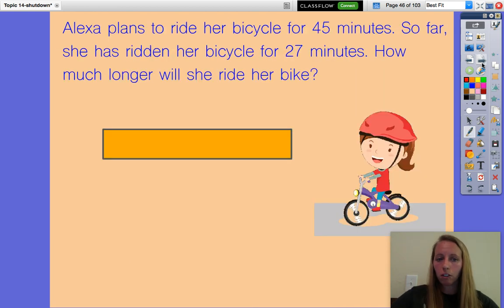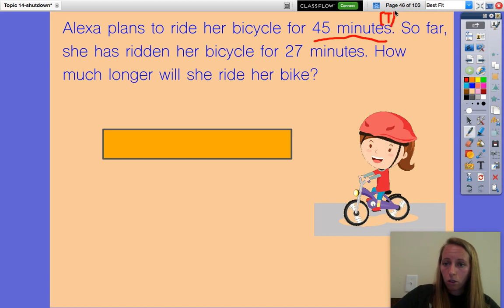Let's do one last problem. Alexa plans to ride her bike for 45 minutes. So far, she has ridden her bike for 27 minutes. How much longer will she need to ride her bike? Let's mark this problem up. She plans to ride for 45 minutes. That's the total amount of time she plans to ride. So I'm going to write a T for total. So far, she has ridden her bike for 27 minutes. That's the part that's already completed.